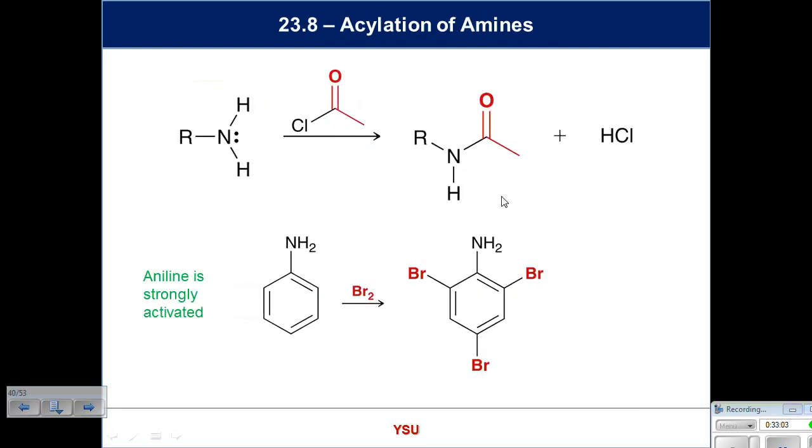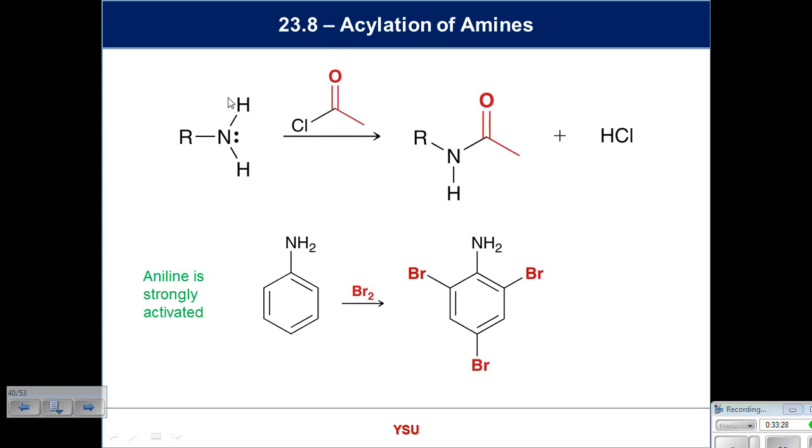Now, amines themselves, we have seen a whole bunch of different reactions in which they are nucleophilic. And we can use these things to go further and do further reactions and build bigger molecules. At the top, we have done this. We have taken primary amines, secondary amines, what have you, treated them with acid chlorides, and we have turned them into amides.